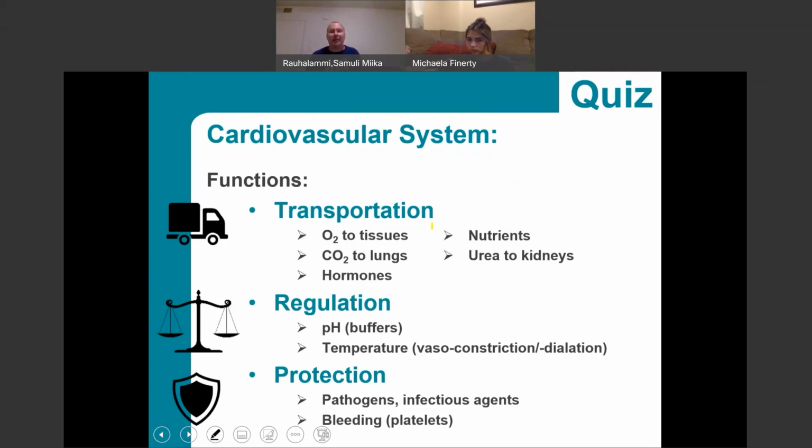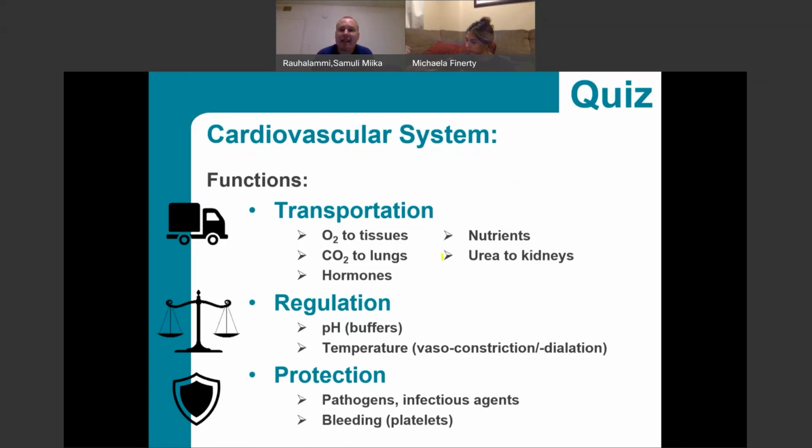So we carry oxygen to the tissues from the lungs, and we carry carbon dioxide from the tissues back to the lungs so we can breathe that away. Those are both examples of transportation in which the blood plays a role. We also have hormones being transported by blood, the same as nutrients.